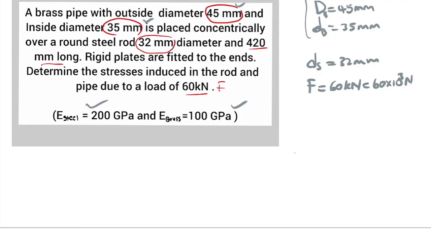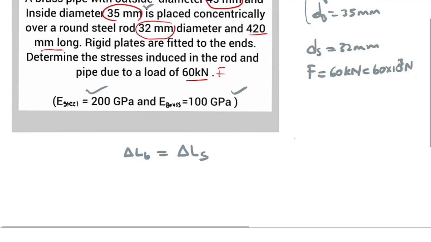Let us try now to calculate. Our goal here is to calculate the stress for both sides, the stress for brass and the stress for the steel rod. When I use the change in length formula, the change in length of the brass is equal to the change in length of the steel.